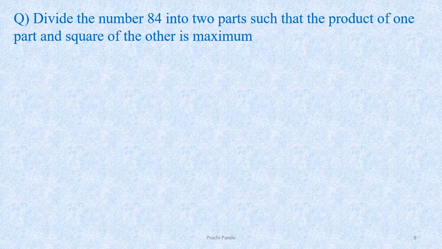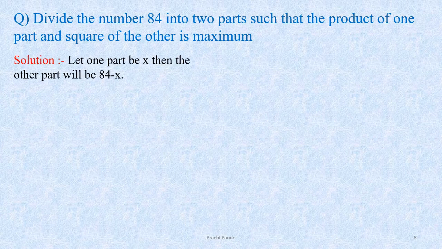Next example is, divide the number 84 into two parts such that the product of one part and square of the other is maximum. Let one part of 84 be x. Then the other part will be definitely 84 minus x. Consider f of x is equal to x square into 84 minus x.